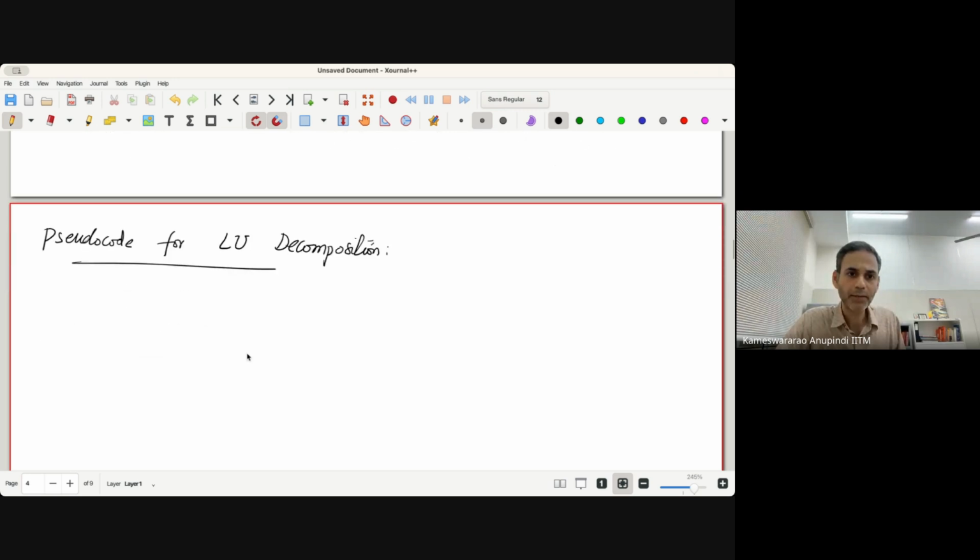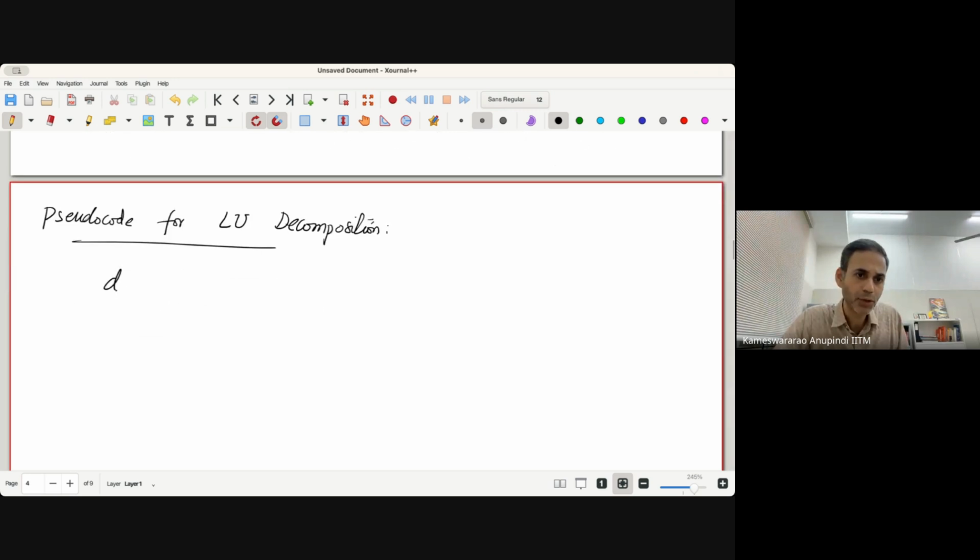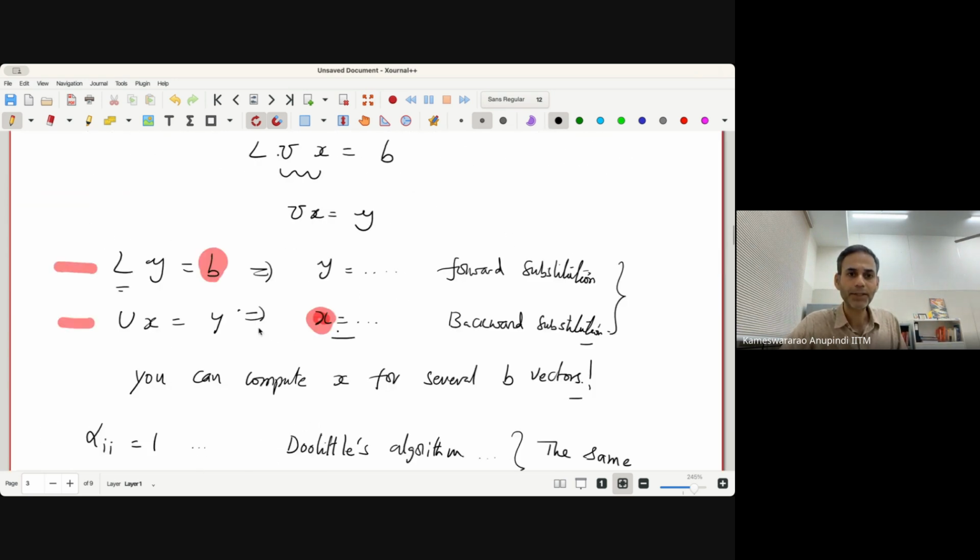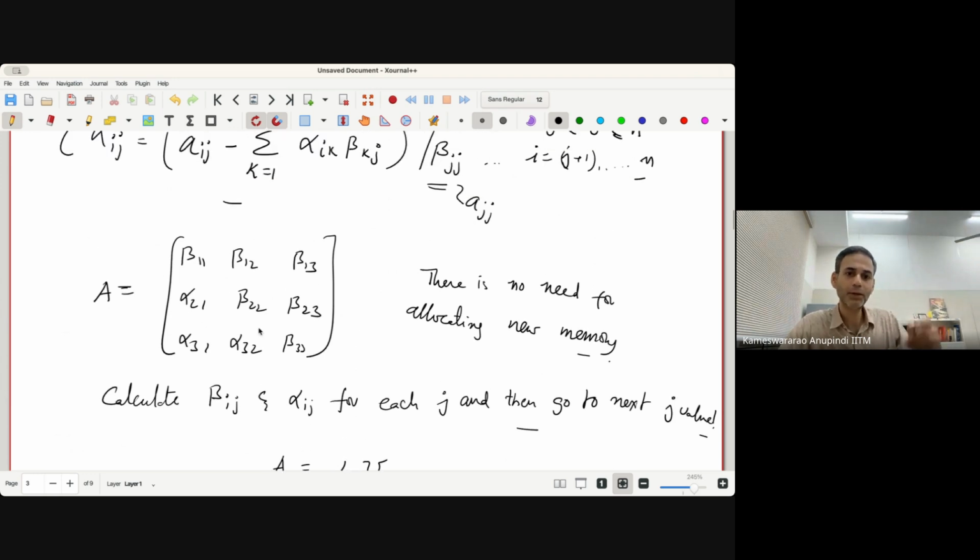So essentially, I'm now looping over j value. So do j equals 1 to n, right? That's what I'm looping over. Then do i equals 1 to j, right? When I go from 1 to j, I am first calculating beta values, because if I fix j equals 1, my beta goes from 1 to 1. If I fix j equals 2, my beta goes from 1 and 2, and so on. So I calculate what is beta ij.